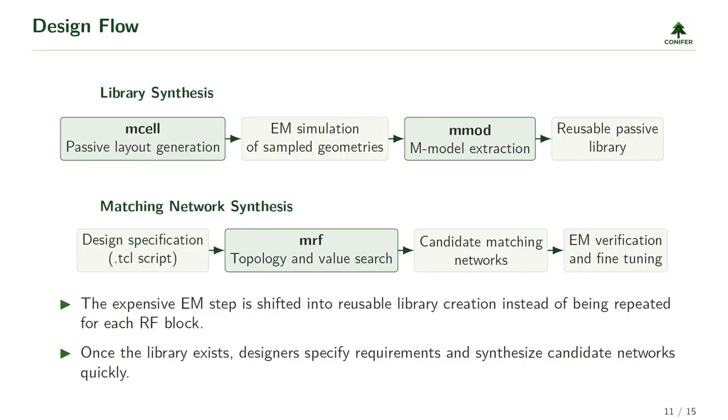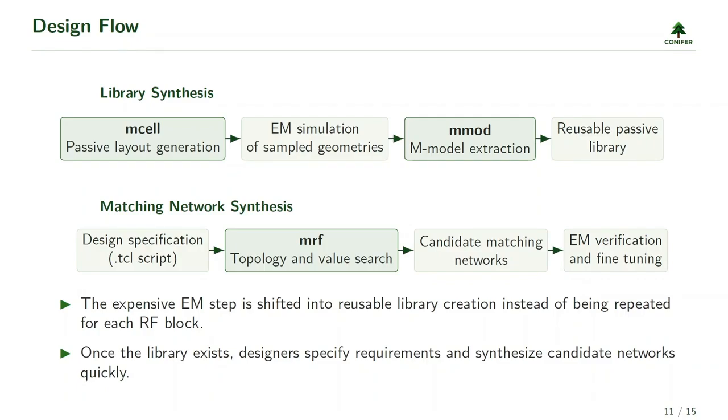The first stage in the design flow is library synthesis, and it is based on our MCell and MMod tools. It starts with using MCell for generation of DRC clean layouts of custom passive components. Then the electromagnetic simulation of sample geometries generated in MCell is performed in order to obtain network parameters for these geometries. These network parameters are then used as an input to MMod in order to extract M-models of passive components. The result is a reusable passive library.